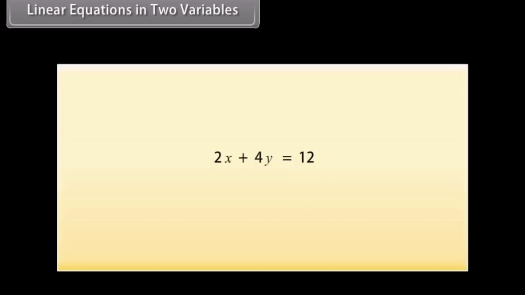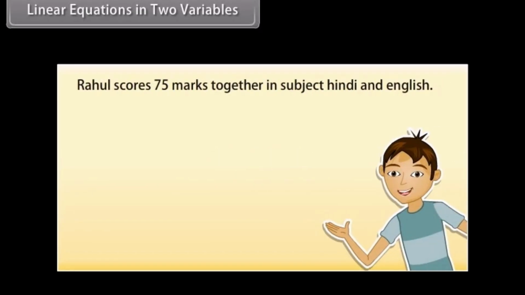Linear equations in two variables. A linear equation can have more than one variable. Here we'll study about the linear equations in two variables. Let's take an example. Rahul scores 75 marks together in subject Hindi and English. Now how can we express this information in the form of an equation?